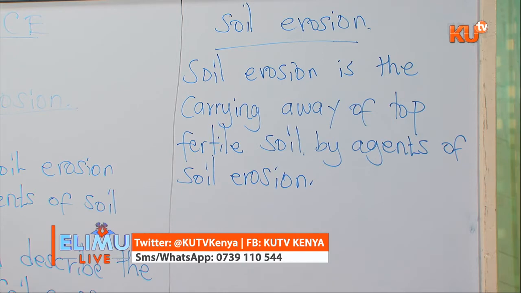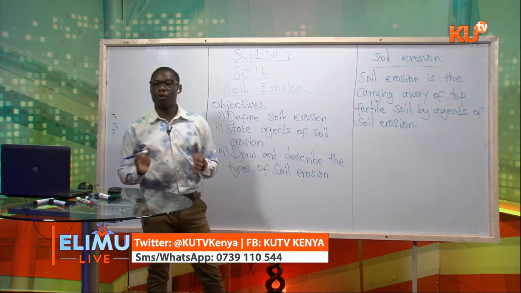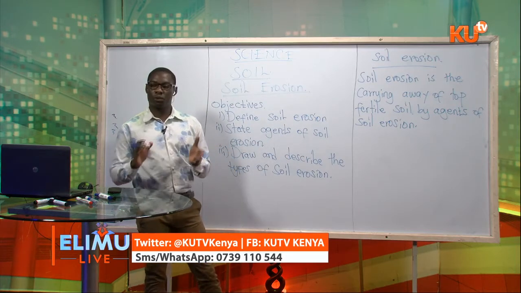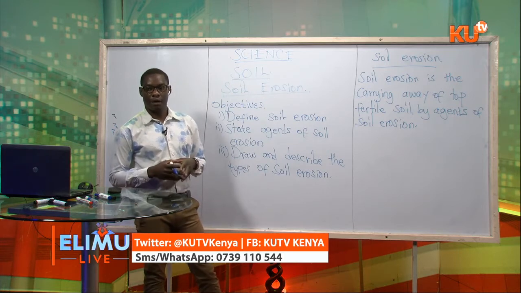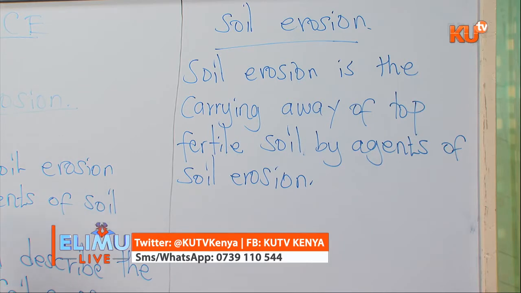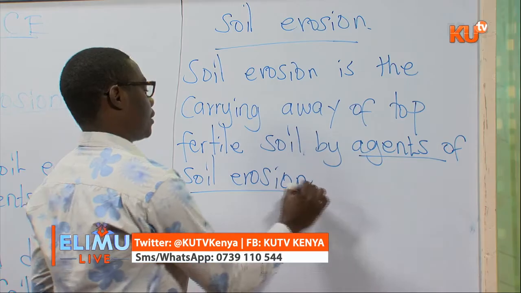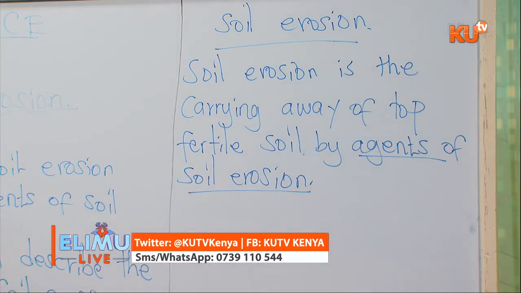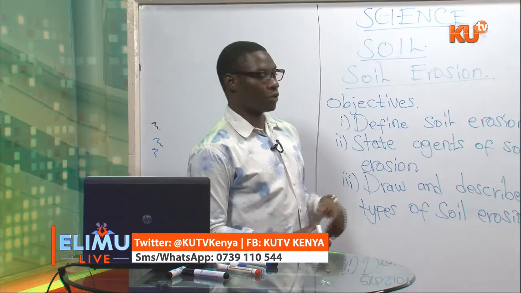So we have the top fertile soil that is responsible for many activities such as farming. So it is usually carried from one place to another. That process of carrying the soil from one place to another is what we call soil erosion. Soil erosion occurs whereby the top soil, the top fertile soil, is the one that is carried away. And it's carried away by what you call agents of soil erosion. We'll be coming to what we refer to as agents of soil erosion. So that is what we call soil erosion.